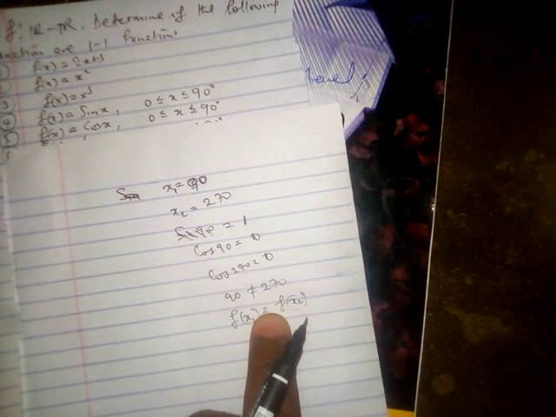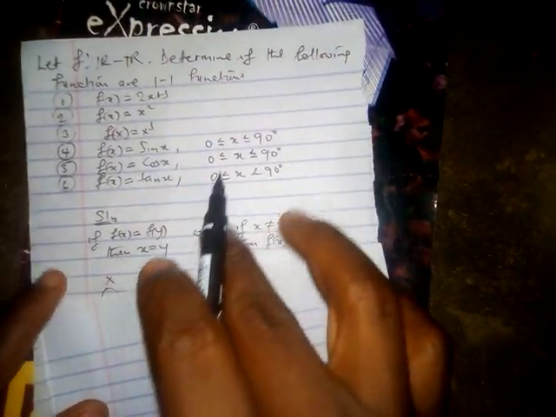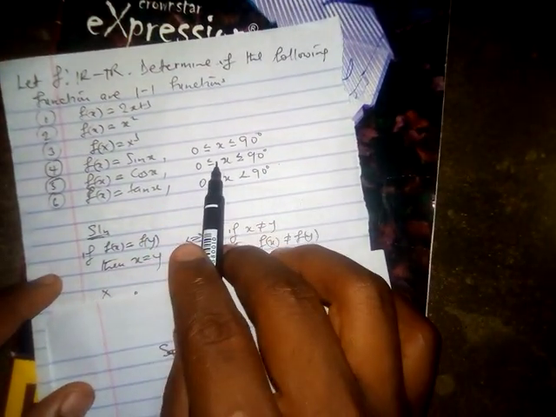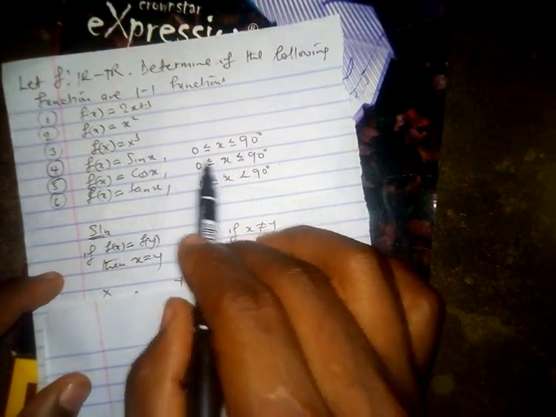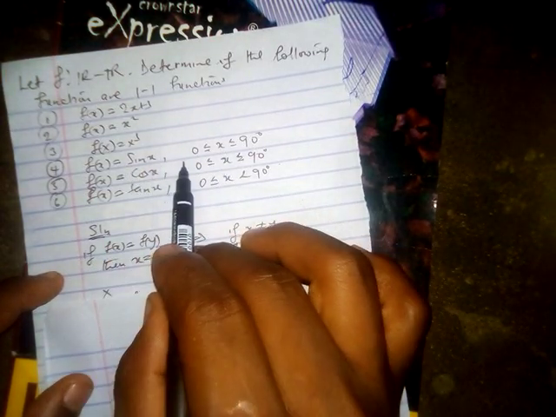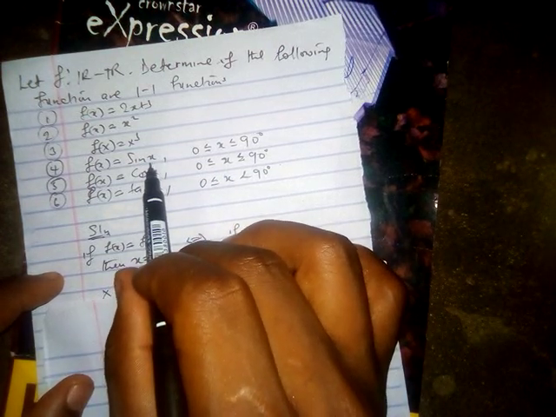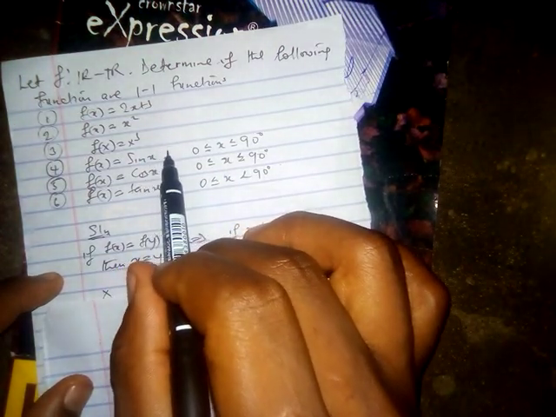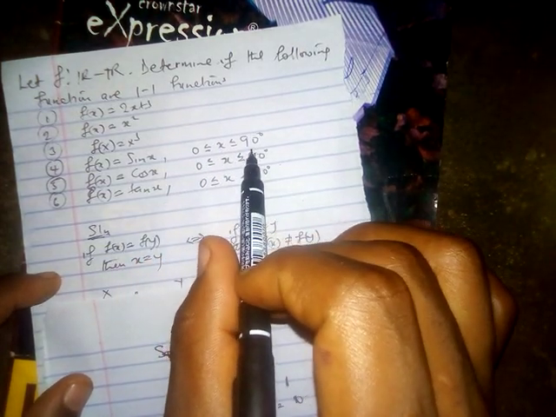In general, what we are trying to say is that given the restriction, trig functions such as sine, cos, and tan are one-to-one functions, because every distinct element of x is assigned to a distinct element in the codomain.